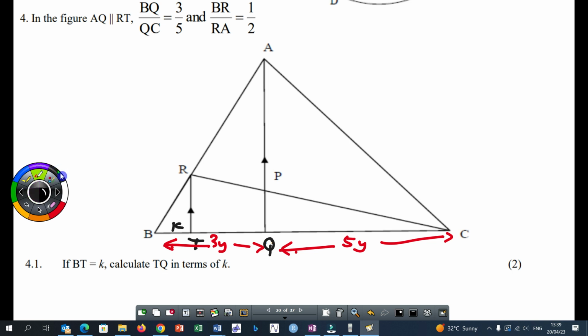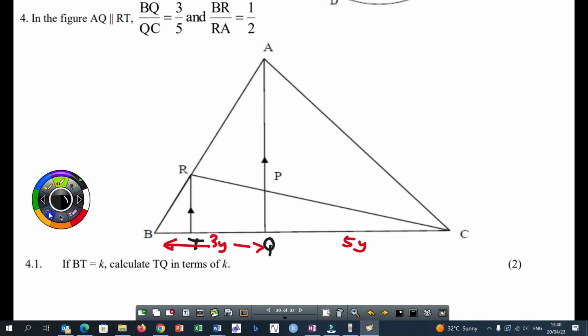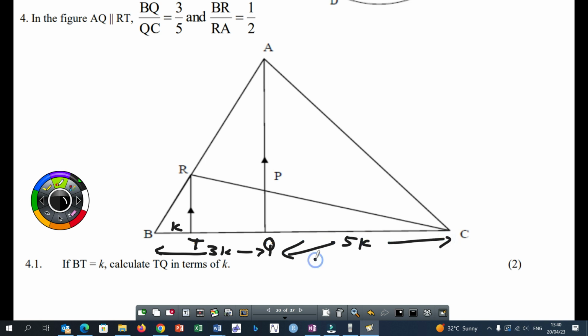But I think to avoid confusion, what she's saying is right. It makes sense. So let's call BQ, let's call it BK. And then this one here to be K, that's BT. And then QC is going to be 5K. We can also use a different letter and come back, but that will be a longer route. So BT is equal to K.